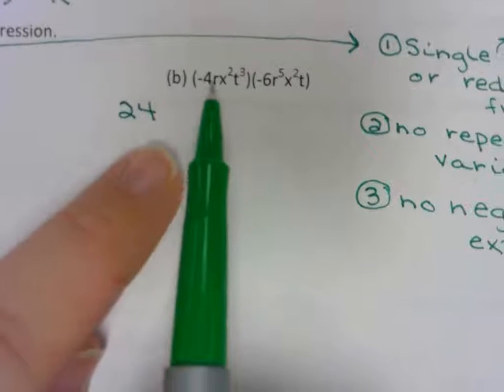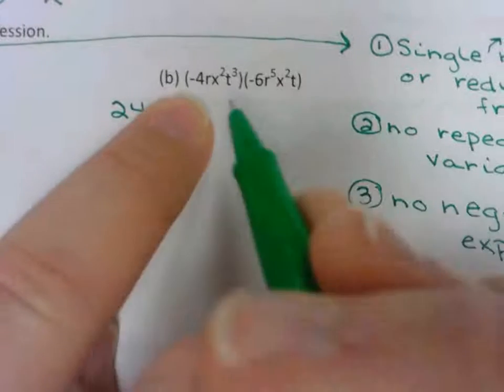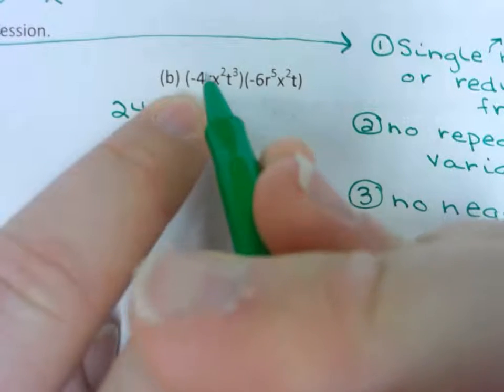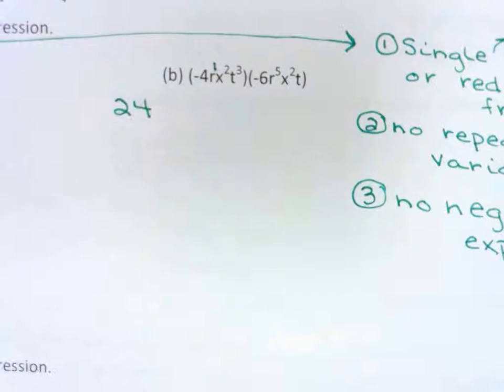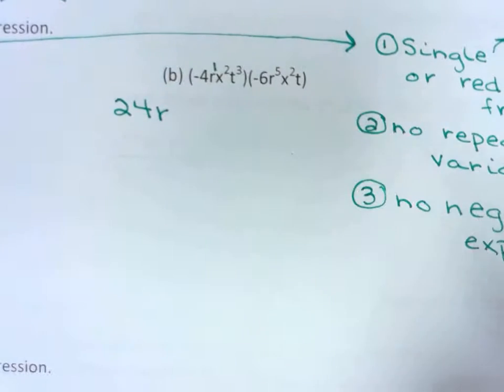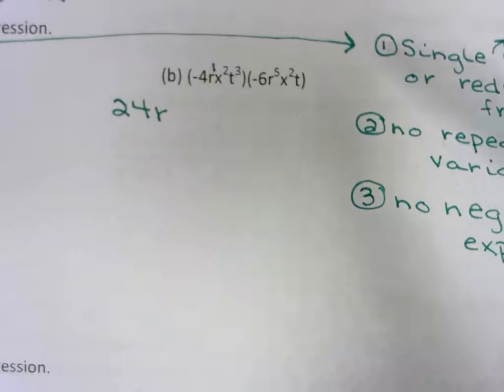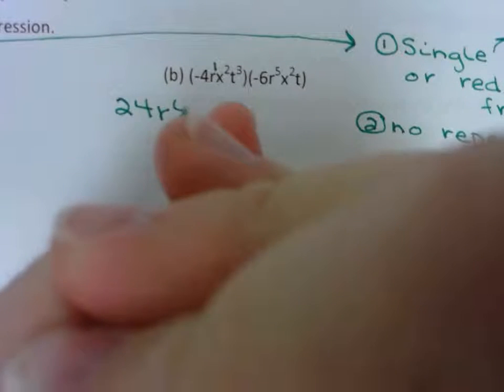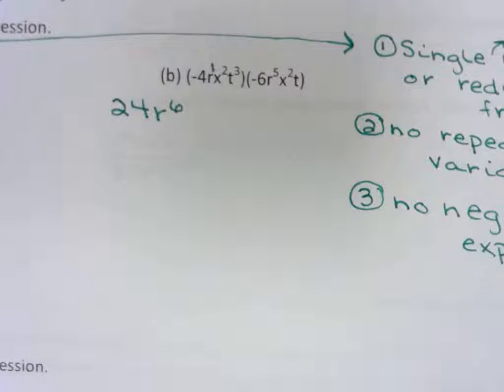Okay, now let's look at my R. What is the exponent with this R right here? If there's not one there, it's R to the what? First. So this is R to the first. If I'm multiplying with the same base, what do I do with my exponents? I add them. So this is going to be R to the 6th. Do not make this any more complicated than it needs to be. You multiply your big numbers, your whole numbers, and then you add your exponents with the same base.